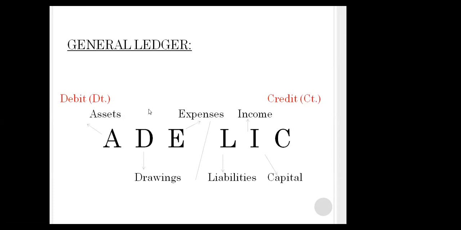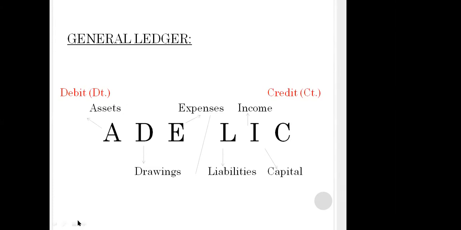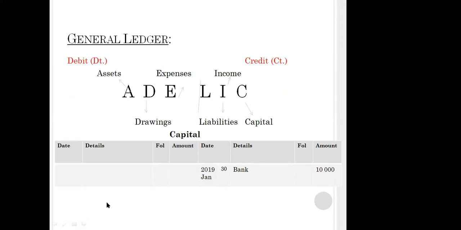Right. So I want you guys, when we go to the next slideshow, to look at this piece of paper in front of you the whole time, because this is going to be very important. I want to continue to see, for example, I've used the capital account. Right. So what do you see there?